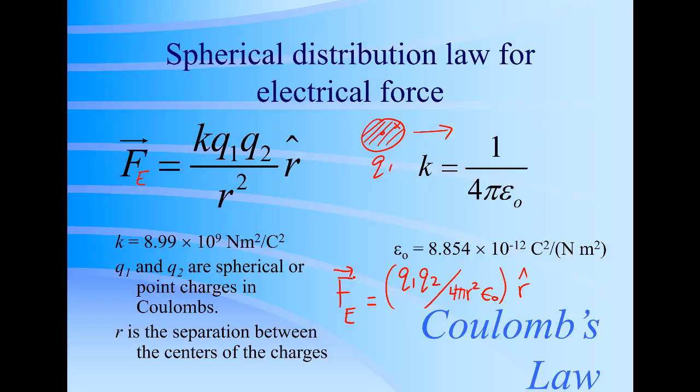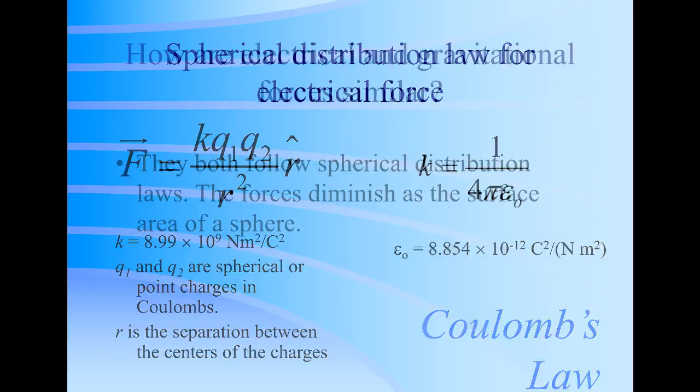Now the reason that we want to write it like this is to take a look at this 4 pi r squared here. And you might recognize that this is the surface area of a sphere. And so both gravity and the electric force law are spherically symmetric. In other words, the force depends on 1 over the area. And you can see that if you look at this equation for F. And we'll come back to this a little bit later when we talk about Gauss's law.